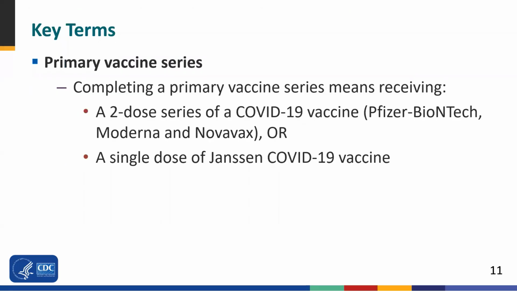Before we review the specifics of the up-to-date definition, let's review some key terms surrounding COVID-19 vaccination. First, we will define primary COVID-19 vaccine series. Completing a primary vaccine series means receiving a 2-dose series of a COVID-19 vaccine, Pfizer, Moderna, or Novavax, or a single dose of Janssen COVID-19 vaccine.